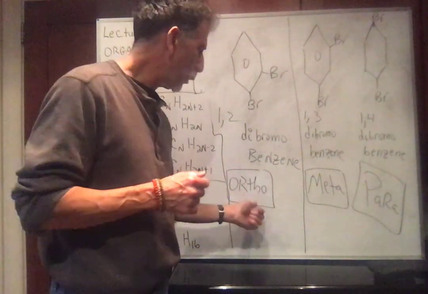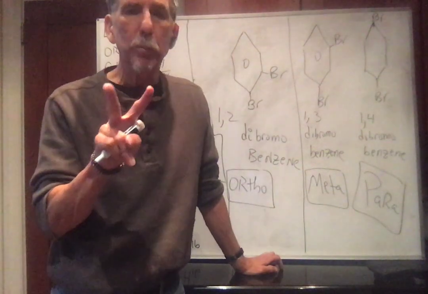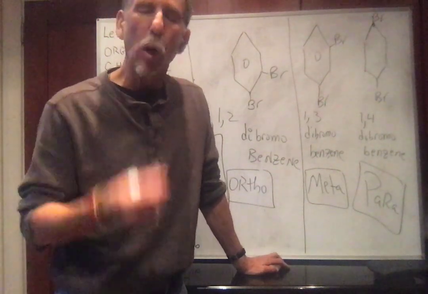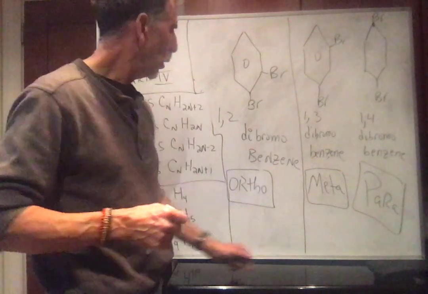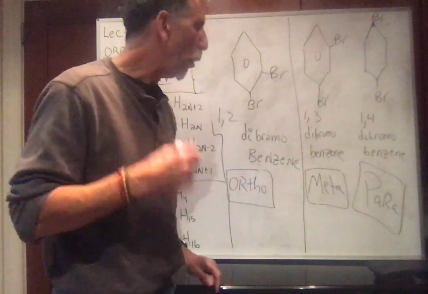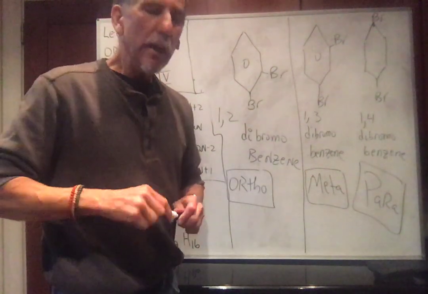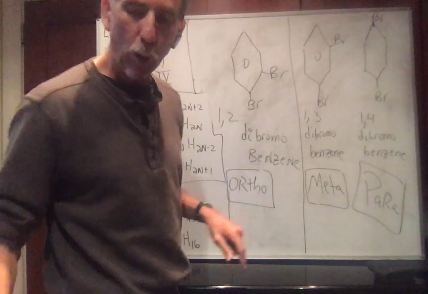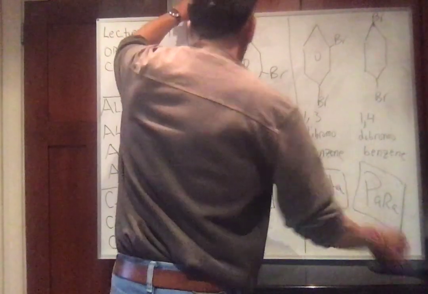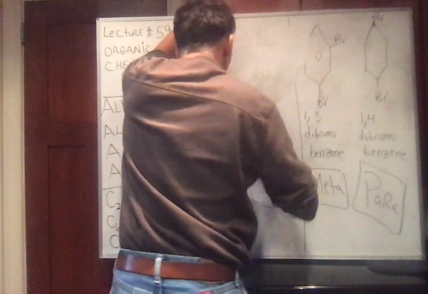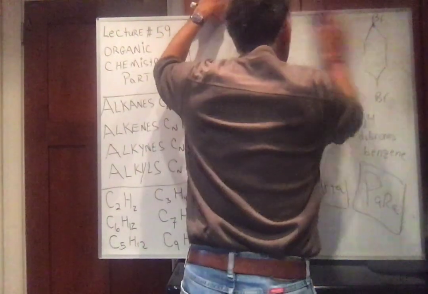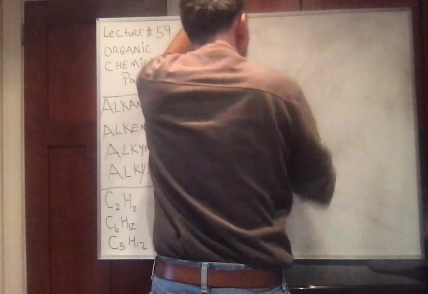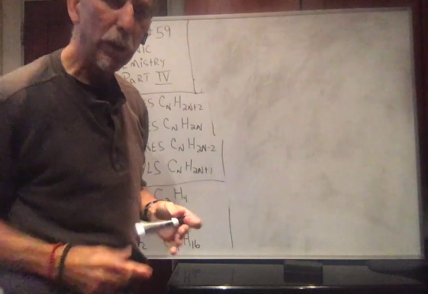We only use ortho, meta, and para when there are 2 substitutions. Only for 2. You don't use it if there's more than 2, only 2 substitutions. All right, so ortho, meta, and para only for 2 substitutions. If there's more than 2 substitutions, we go back to the numbering system. The numbering system is always correct. Okay, so help me. And when we put substitutions on, it's the same idea as we did with the chains. We put them in alphabetically, and then we try to count which is the lowest number.